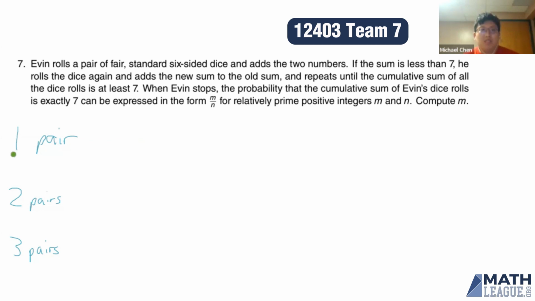So we can see that the probability that we roll a 7 with 1 pair of dice is going to be 1/6. We can roll anything on 1 die, and the other one, as long as it adds to 7, we're good to go.